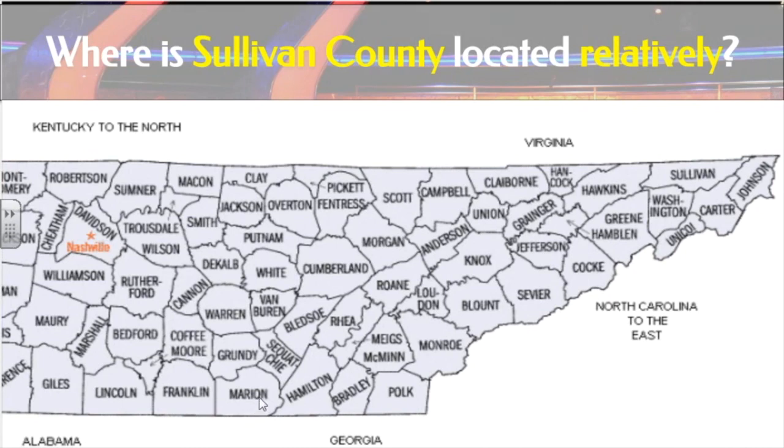All right, if you look here, Sullivan County is located right here. Relatively, it's south of the state of Virginia. It's also west of the state of North Carolina. You could also say that Sullivan County is located in the northeastern part of the state of Tennessee. You could also compare it to other counties, saying that Sullivan County is due west of Johnson County. You can also say it's north of Washington County, east of Hawkins County, etc. This is where it's relatively located in relationship to the other things around it.